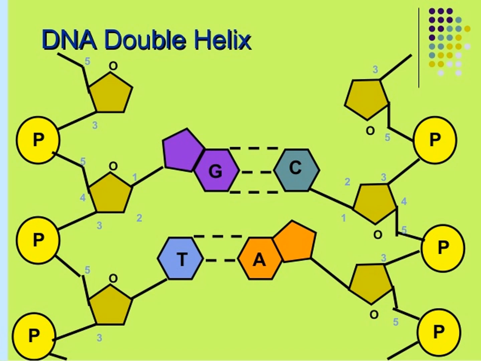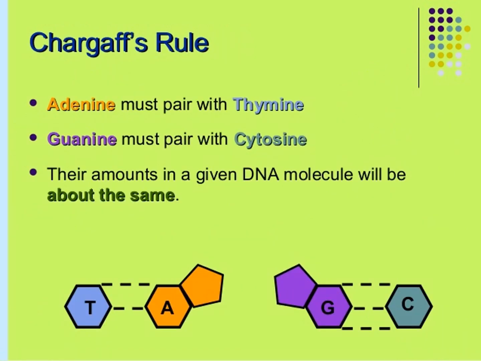Okay, this describes the Chargaff rule. The Chargaff rule is nothing but adenine must pair with thymine. It won't mismatch and it won't go and pair with cytosine. Likewise, guanine must pair with cytosine. The guanine won't go and pair with thymine.